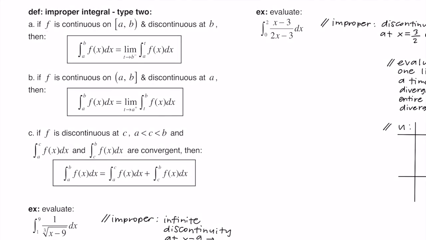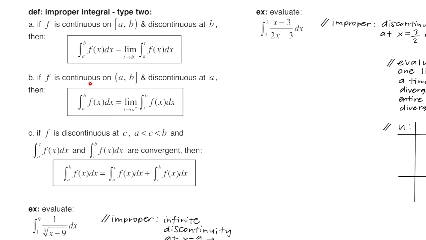So again, if f is discontinuous at b and b is the upper limit, you're talking about the interval from a to b. So we replace b with t, and then we write limit as t goes to b from the left. And again, it's b from the left because your interval is going from a to b. And so if you're going from a to b, we're approaching b from the left.